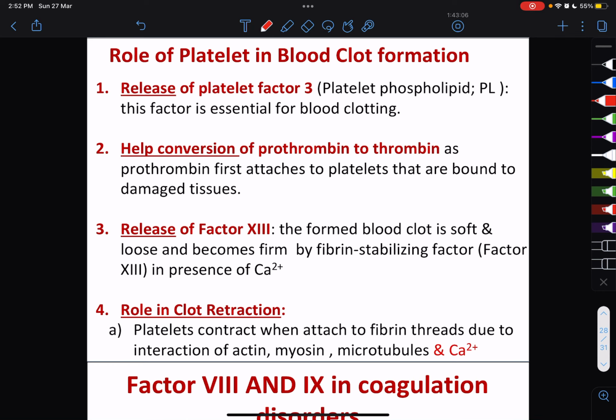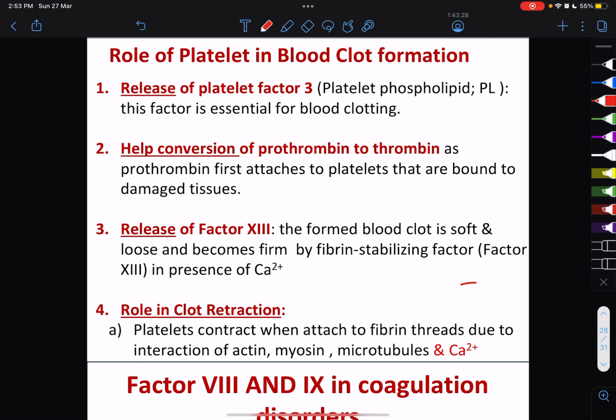Once the clot is formed in one area, for example, the blood vessel is damaged, there is a gap in the blood vessel. Okay? And here the clot is formed. Just imagine. The clot is formed here. So now there is a gap in the blood vessel because it is damaged. But the clot is formed and the clot is closing it.